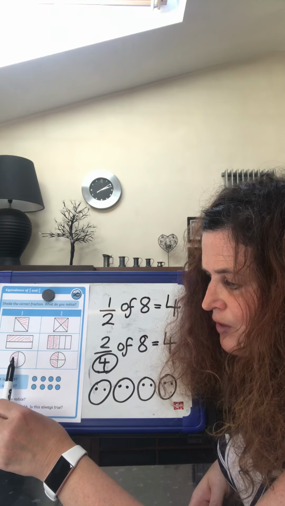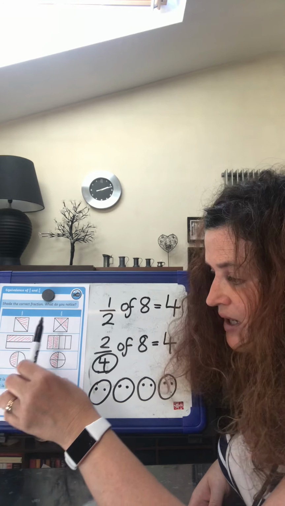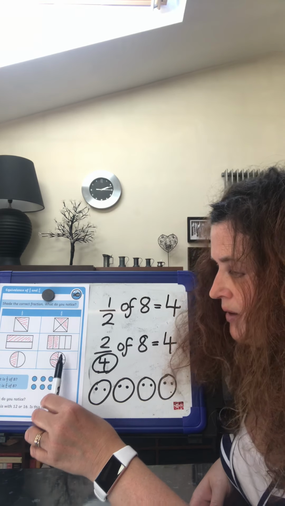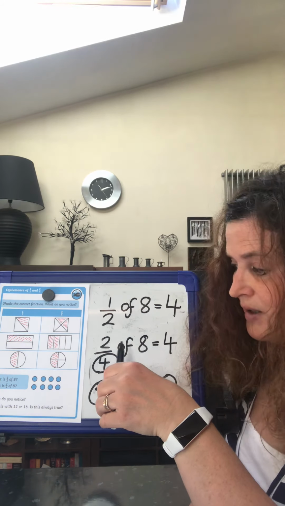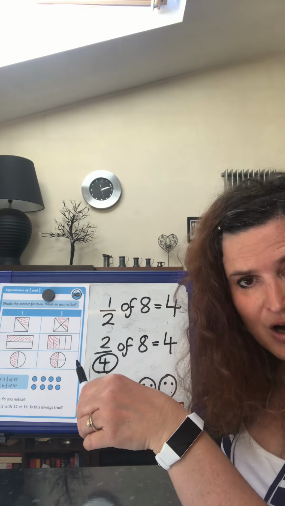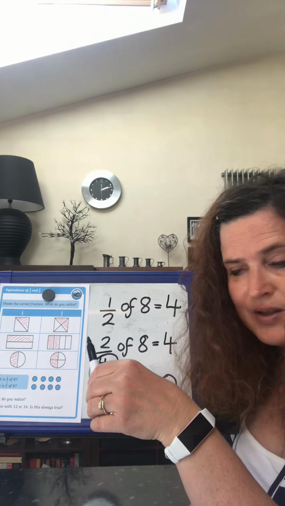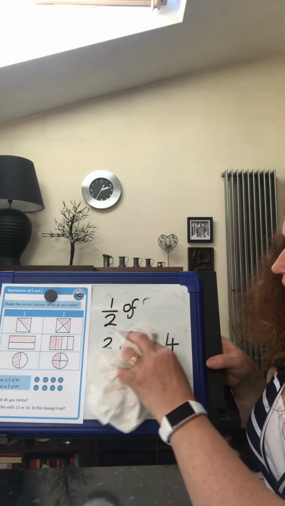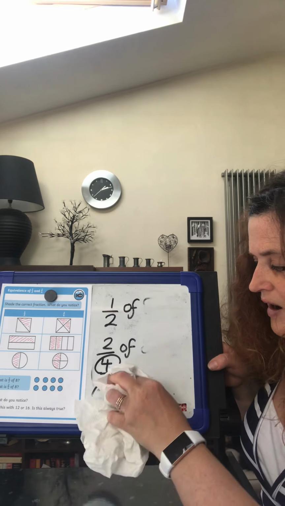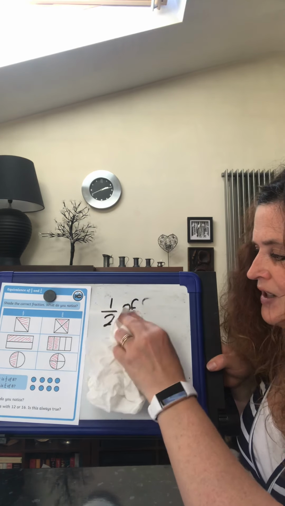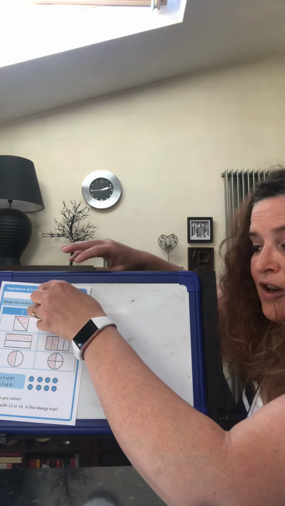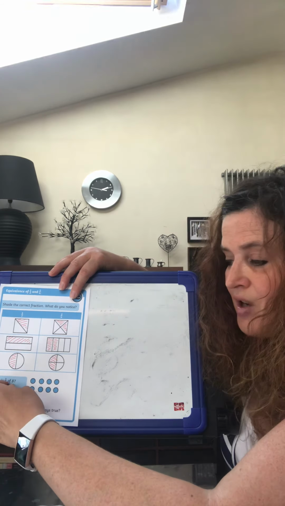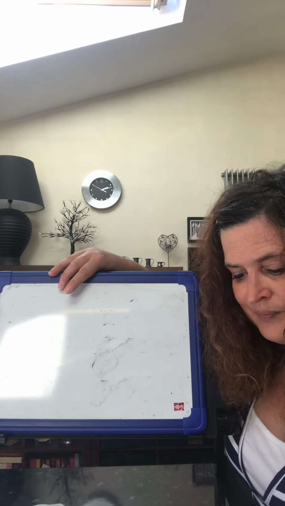So just like we've shown that a half of a shape is the same as 2/4 of a shape, a half of a number works out to be exactly the same answer as 2/4 of a number. So halves and 2/4 are equivalent. Okay, so equivalent fractions can be tricky, but at this stage it's worth learning that a half and 2/4 are equivalent. They are the same.